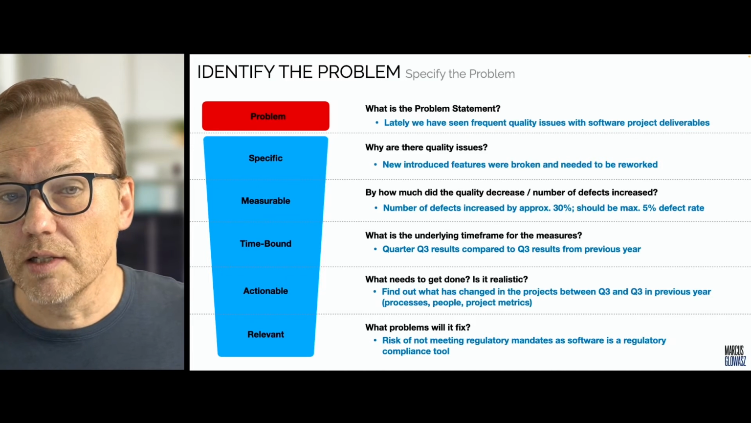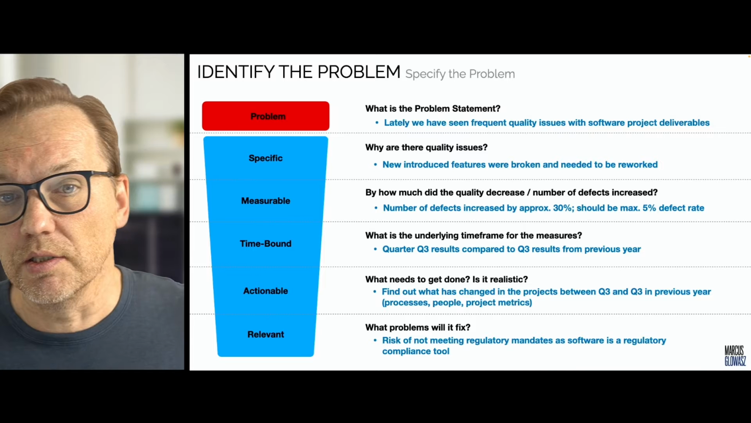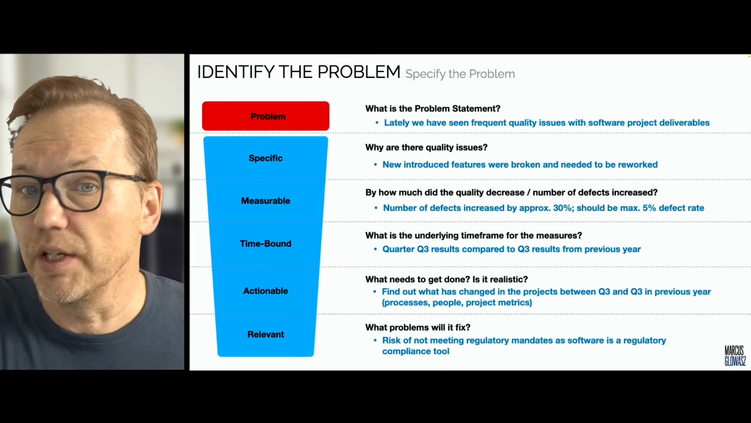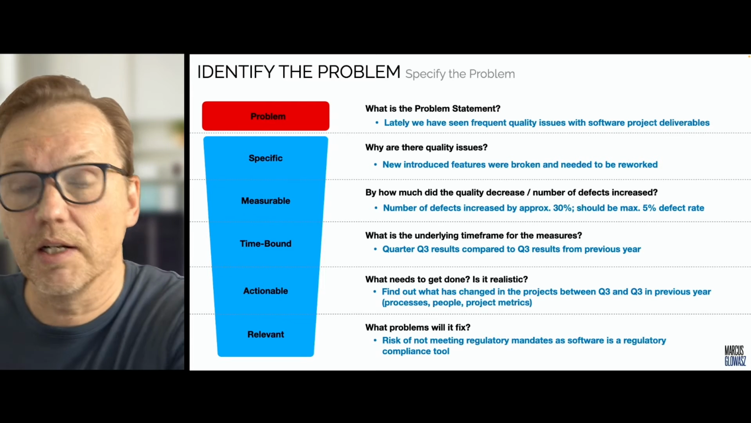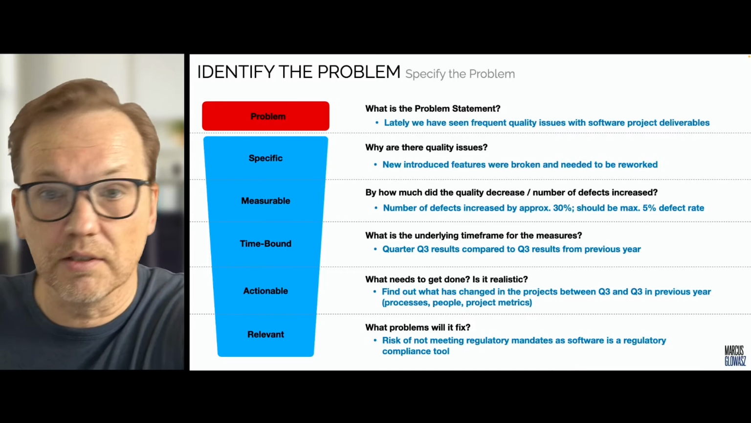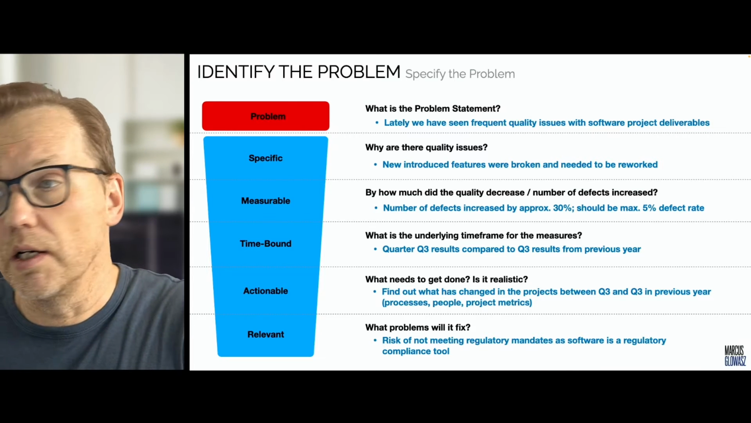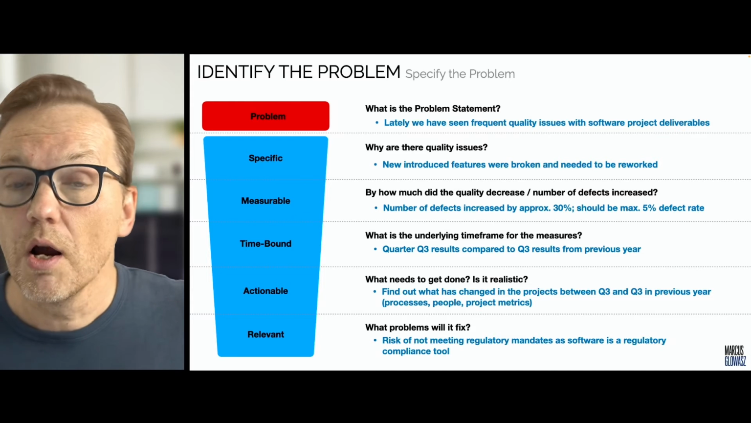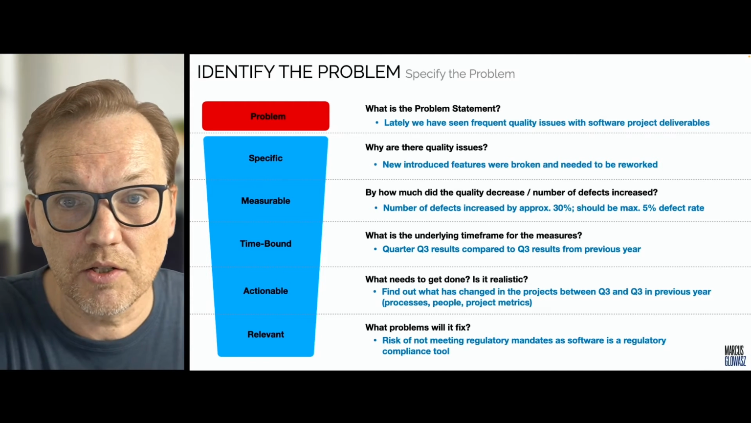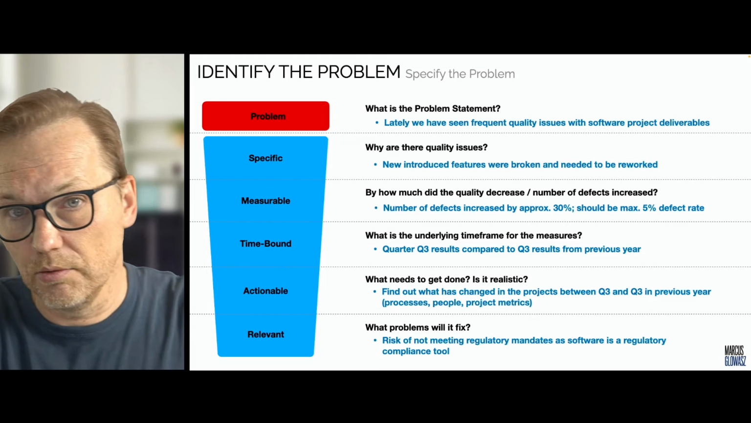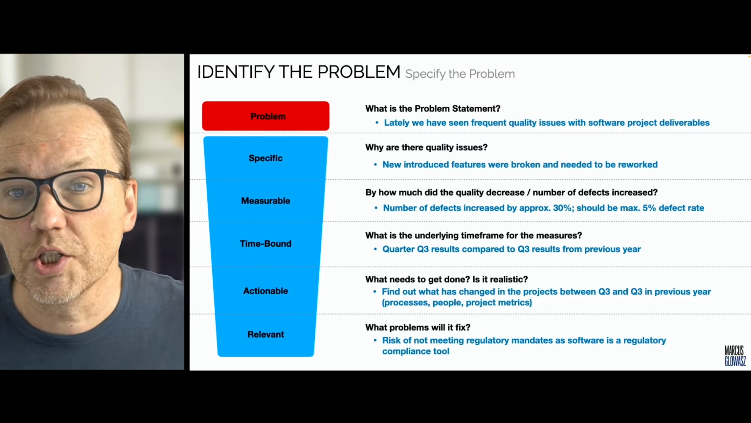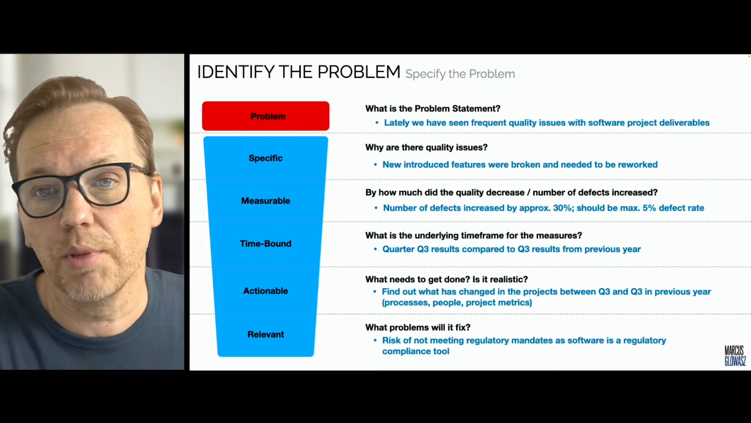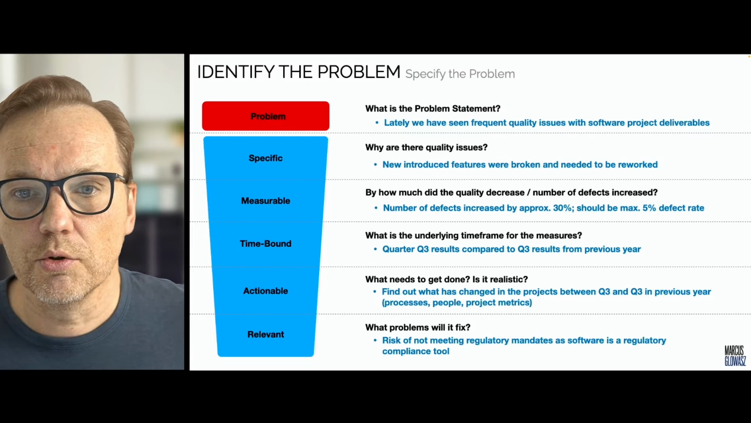So we understand then, by asking those questions, yeah, we have a risk of not meeting regulatory mandates because that particular software, or these types of software, are actually regulatory compliance tools. I mean, they're in compliance, right? Oh, okay, we're looking at the compliance domain. So we have narrowed that down, right? So we need to find out what changed for the software projects in the compliance domain between these two quarters.